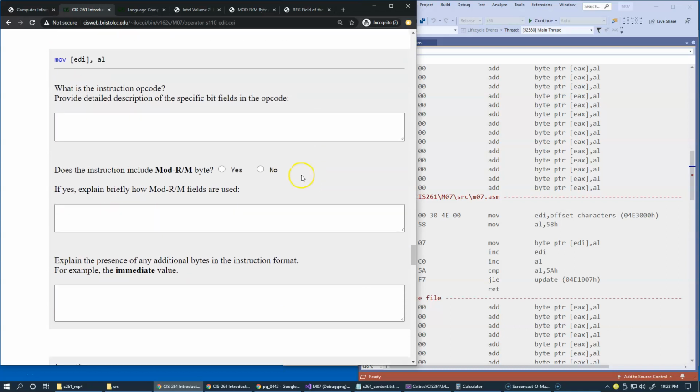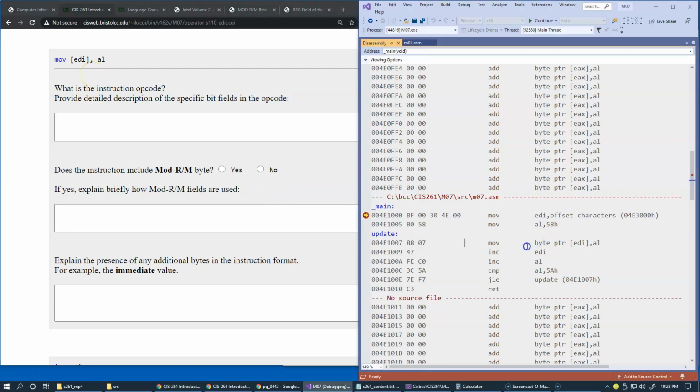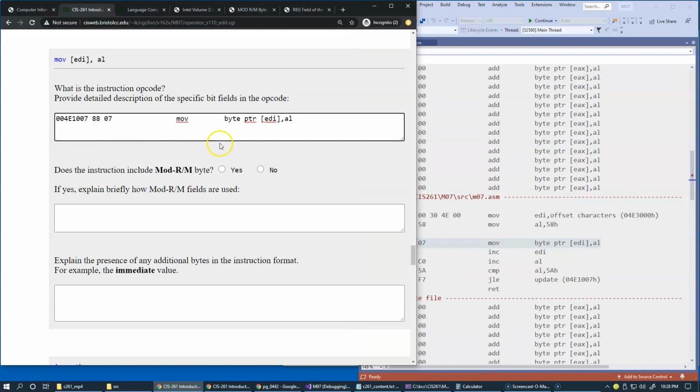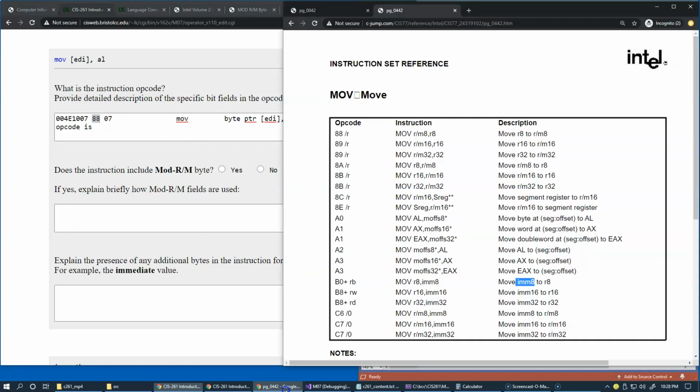So moving on, move EDI AL, yet another move instruction. Of course, move EDI AL, encoding is this line. Okay, so this is this line that the disassembler gave to us, and right away we say opcode is, right, and opcode is 88, but let's verify it in the manual.